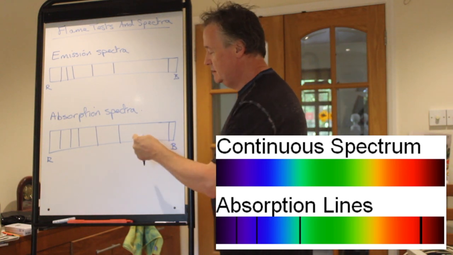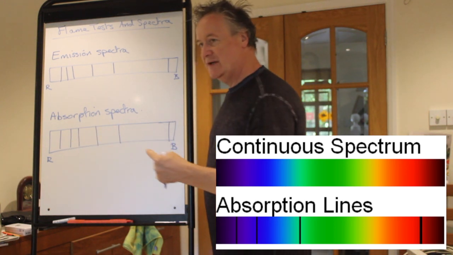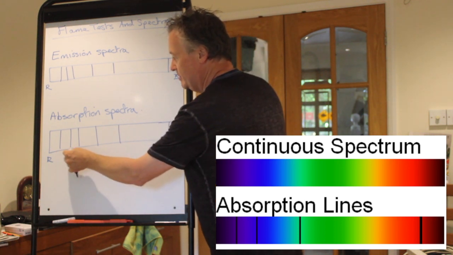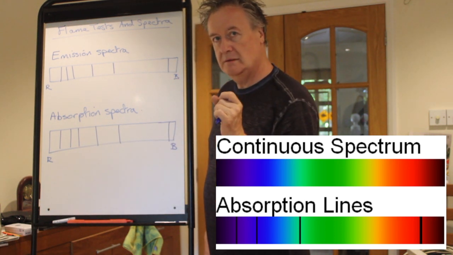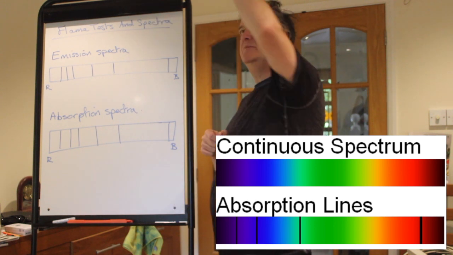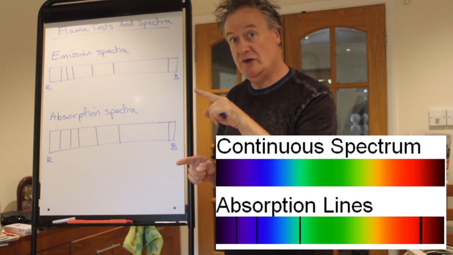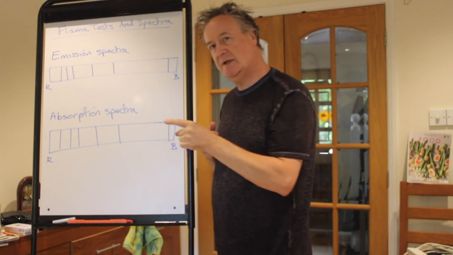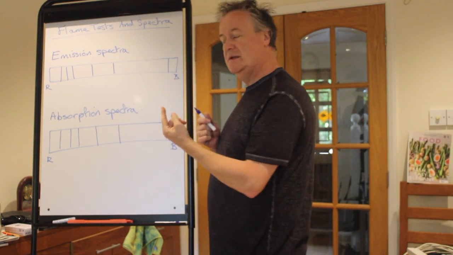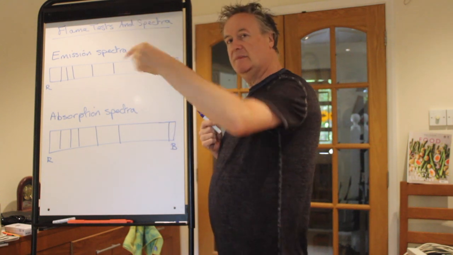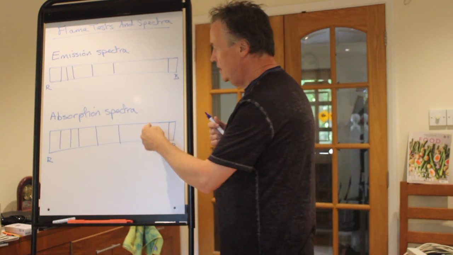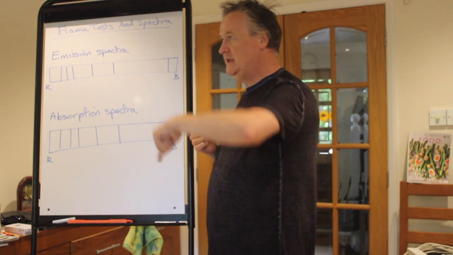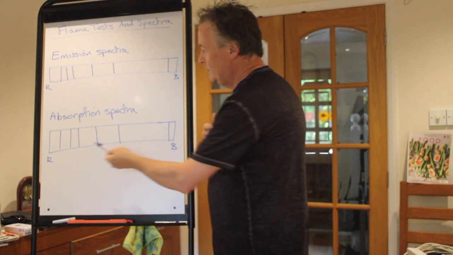And the black lines are where electrons have taken in a particular frequency of energy and jumped up. So it literally is the reverse of the flame colour and emission spectra. Emission spectra have the same explanation as flame colours: excite the electrons, let them come back down again. Absorption spectra start at the ground state, put the energy in and let the electrons jump up.